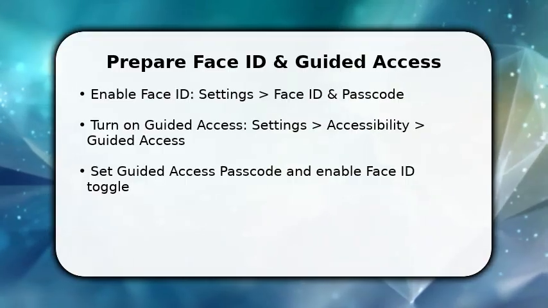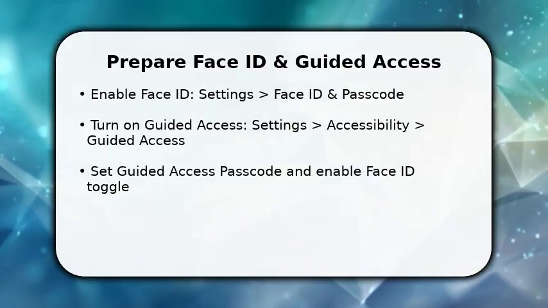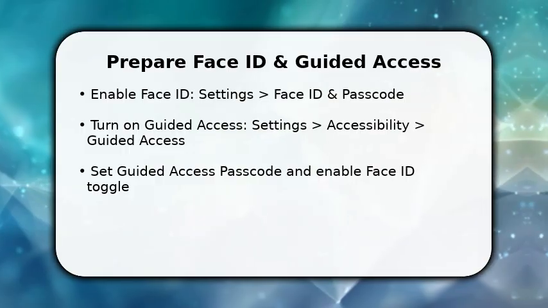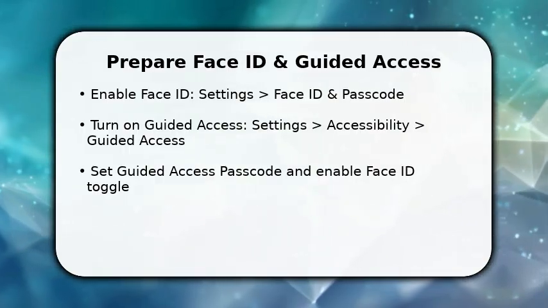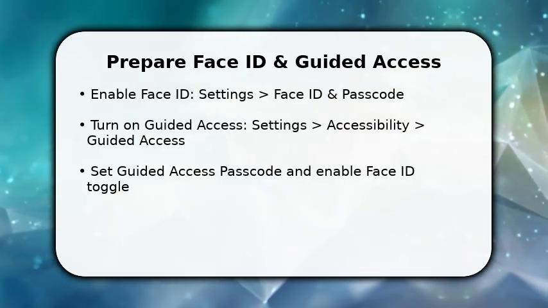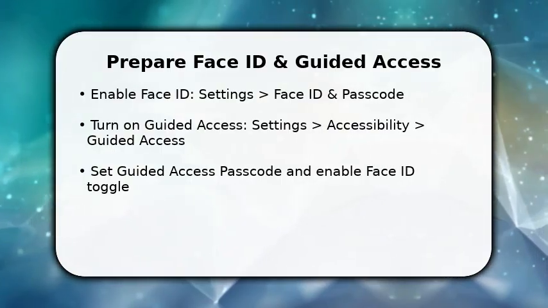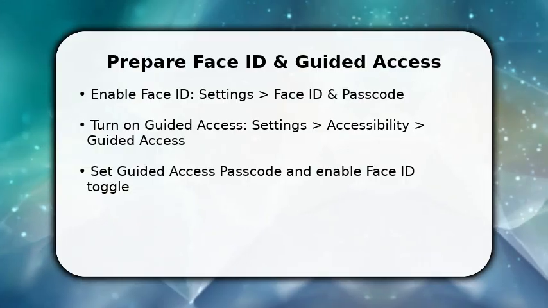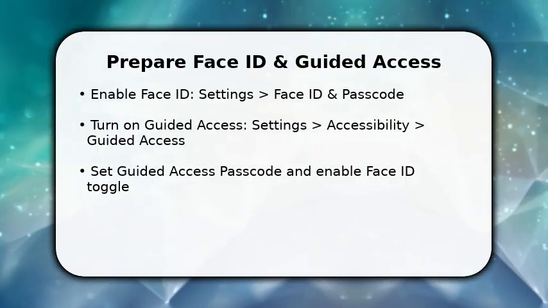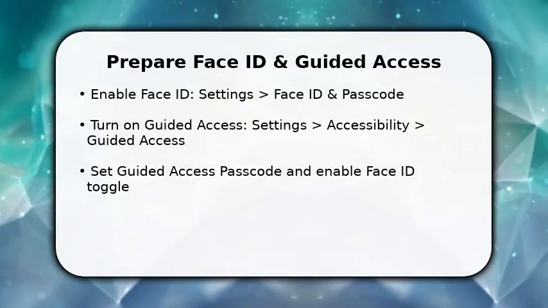You'll start by confirming the essentials so Face ID can secure guided access. First, make sure Face ID is enrolled and working for device unlock. Once done, open Settings, go to Accessibility and enable Guided Access. Set a dedicated Guided Access passcode. Then open the Guided Access settings and turn on the Face ID option so your face can end sessions. These steps let the device match your biometric quickly.